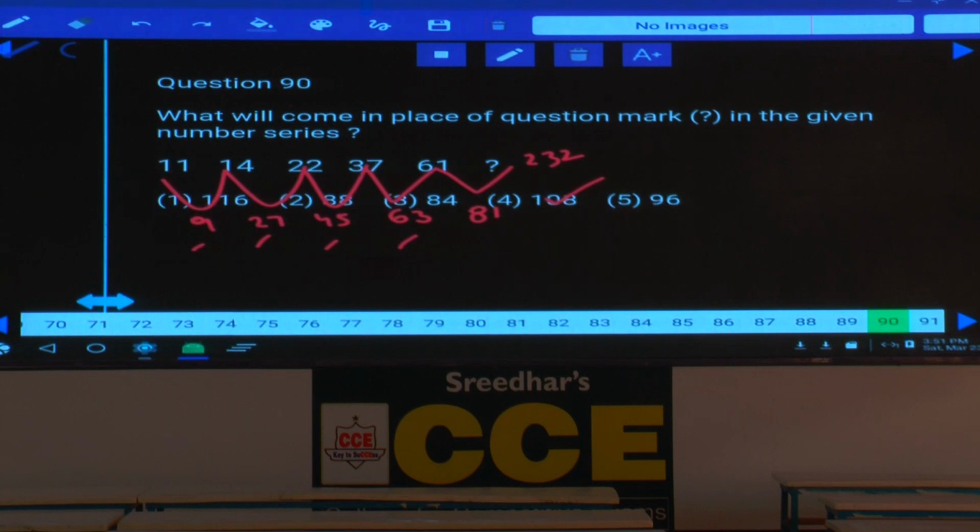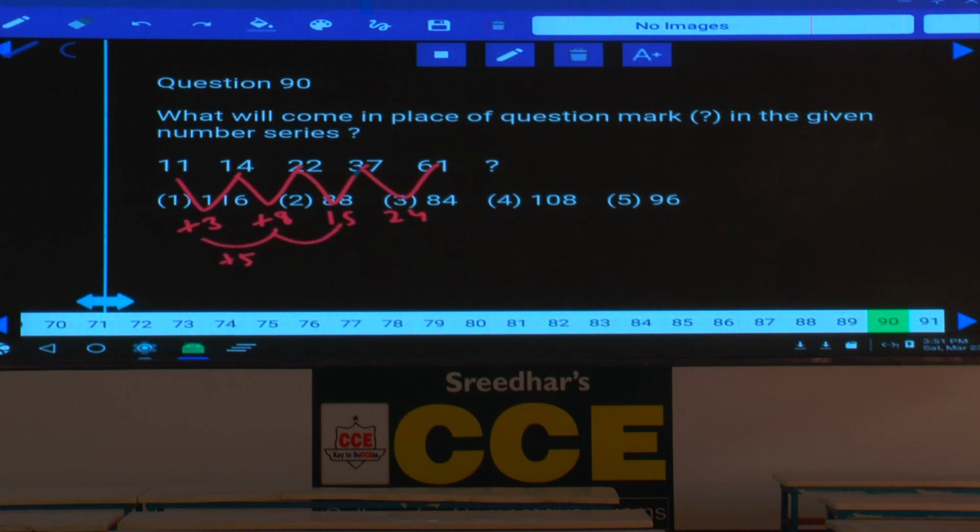Then question number 55. Now in this question, 11 and 14: the difference is 3. And next one, 14 and 22, the difference is 8. And 22 and 37, what is the difference here? 15. And 37 and 61, the difference between these two numbers is 24. Then 3, 8, 15, 24. How can you express the differences here? 5 here, 8 and 15 is 7, and here the difference is 9. 5, 7, 9, next one is 11. 24 plus 11 is how much? 35 should be added. If you add 35 to 61, the number is 96, and it is given in choice 5.